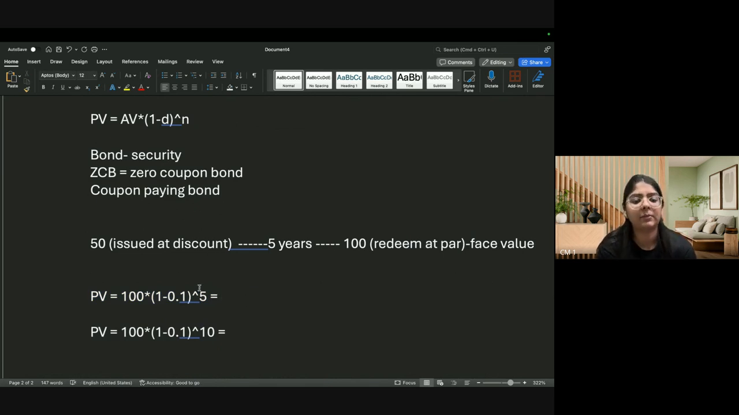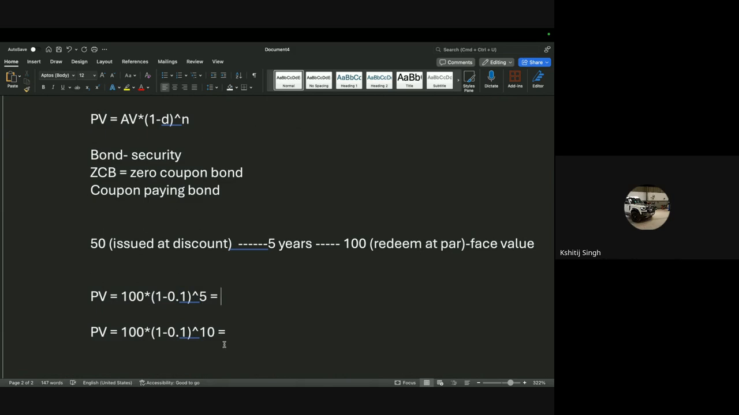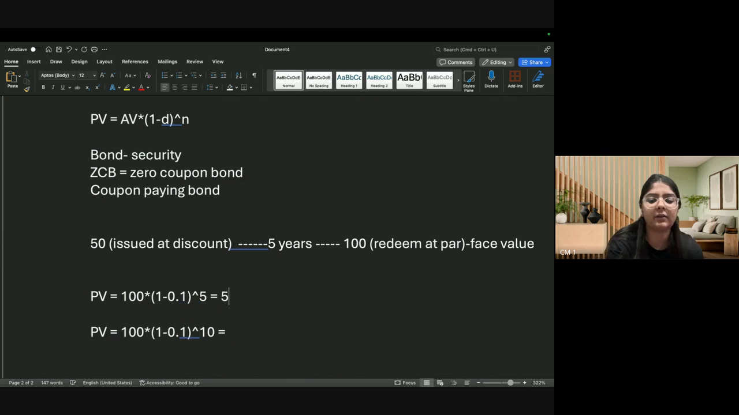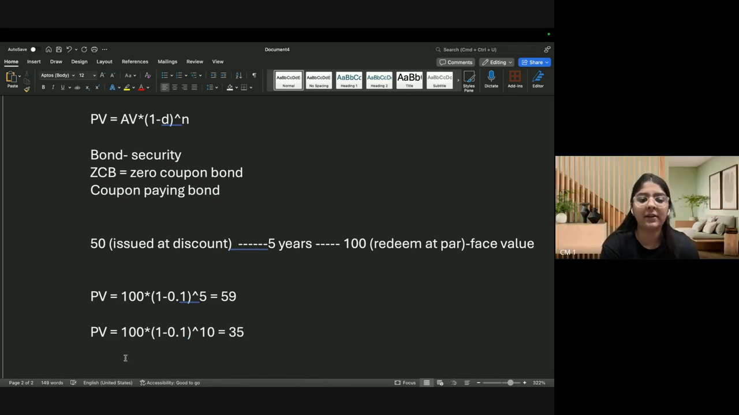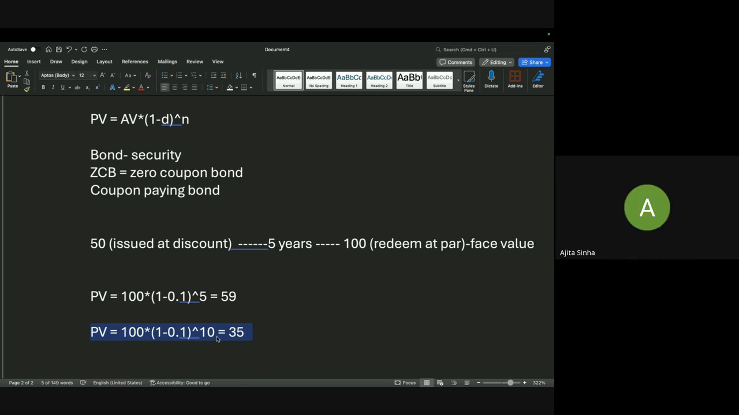And what do you expect? Present value of which of the two would be higher? First or second? After 10 years, for the first one, it is 59 rupees. 59. And what about the second one? For the second one, it is 35 if we approximate it. 35. So you were expecting this to be higher? Yes, ma'am.